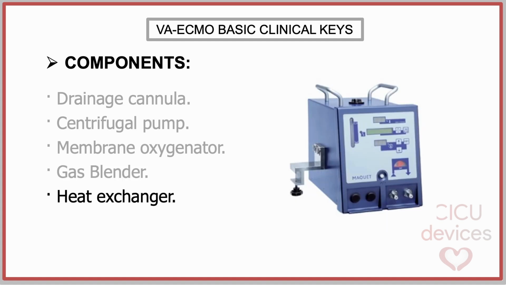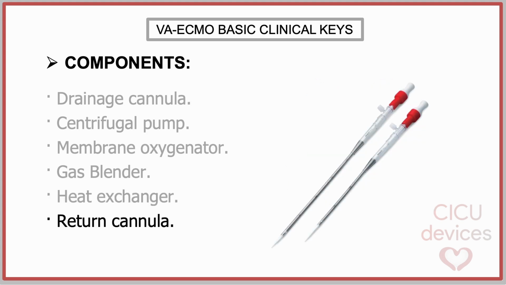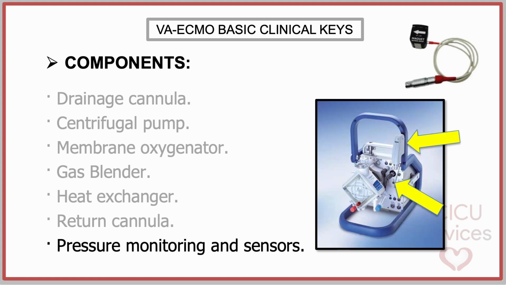Integrated with the oxygenator, a heat exchanger enables precise regulation of blood temperature, helping maintain normothermia or achieve targeted temperature management when clinically indicated. Once oxygenated and conditioned, the blood is returned to the patient through an arterial return cannula, providing systemic perfusion. Throughout the circuit, pressure monitoring ports and multiple safety sensors continuously assess system performance, facilitating early detection of abnormalities and supporting effective troubleshooting during ECMO therapy.